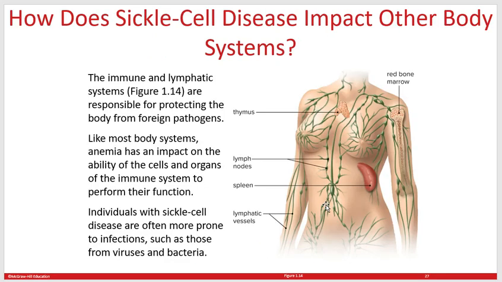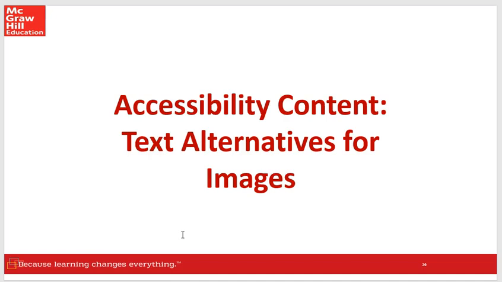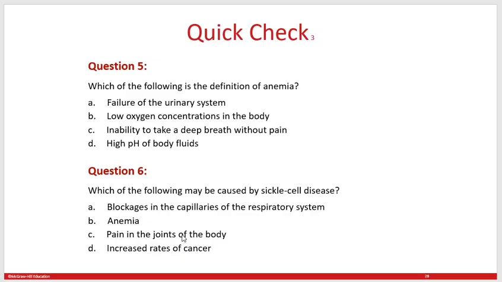Well, the immune system and lymphatic systems are responsible for protecting the body from foreign pathogens. It's another system of tubes in your body, but these tubes carry lymph, and individuals with sickle cell are more prone to infections because of the low oxygen content and disease state of the body. And that is it. And so we'll continue in Module 9 our conversation with sickle cell disease.